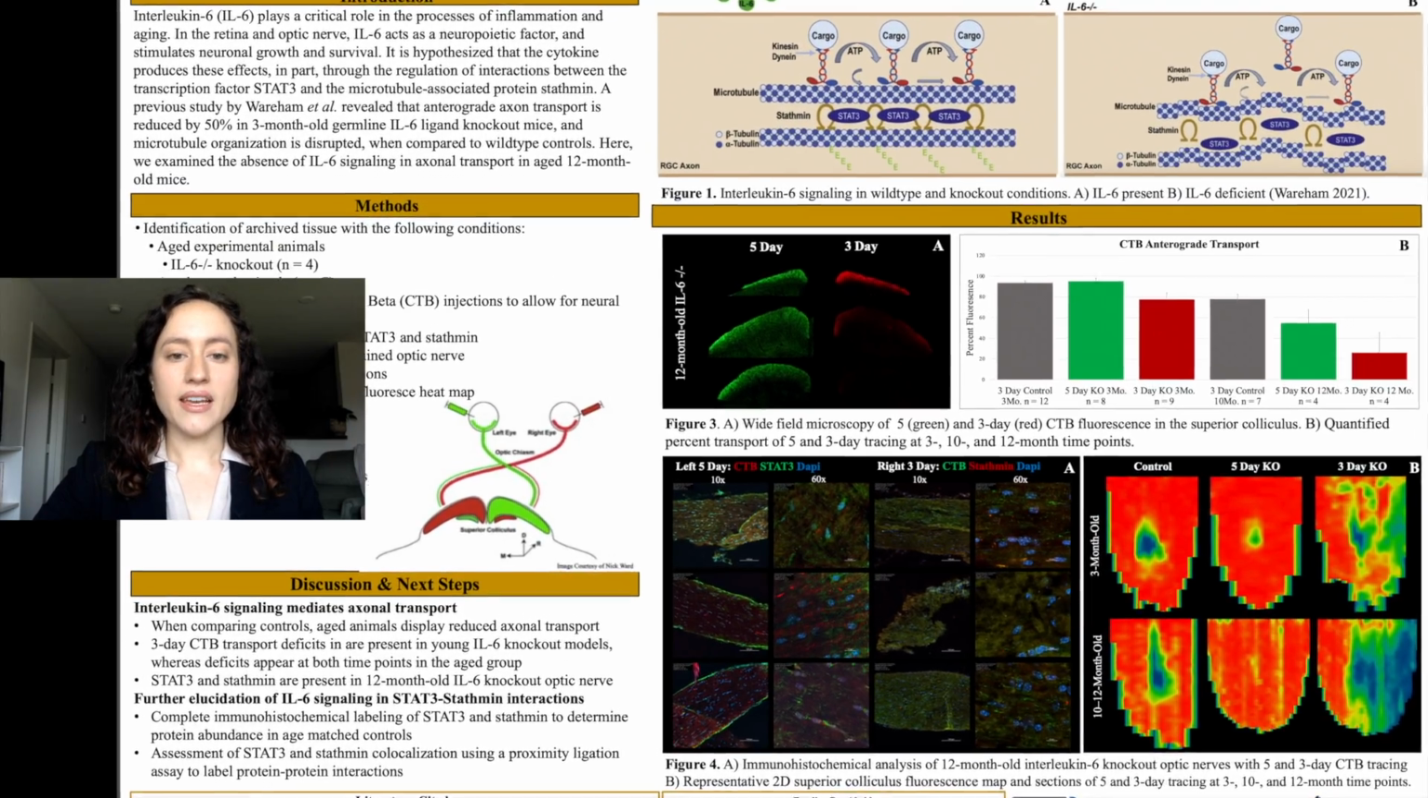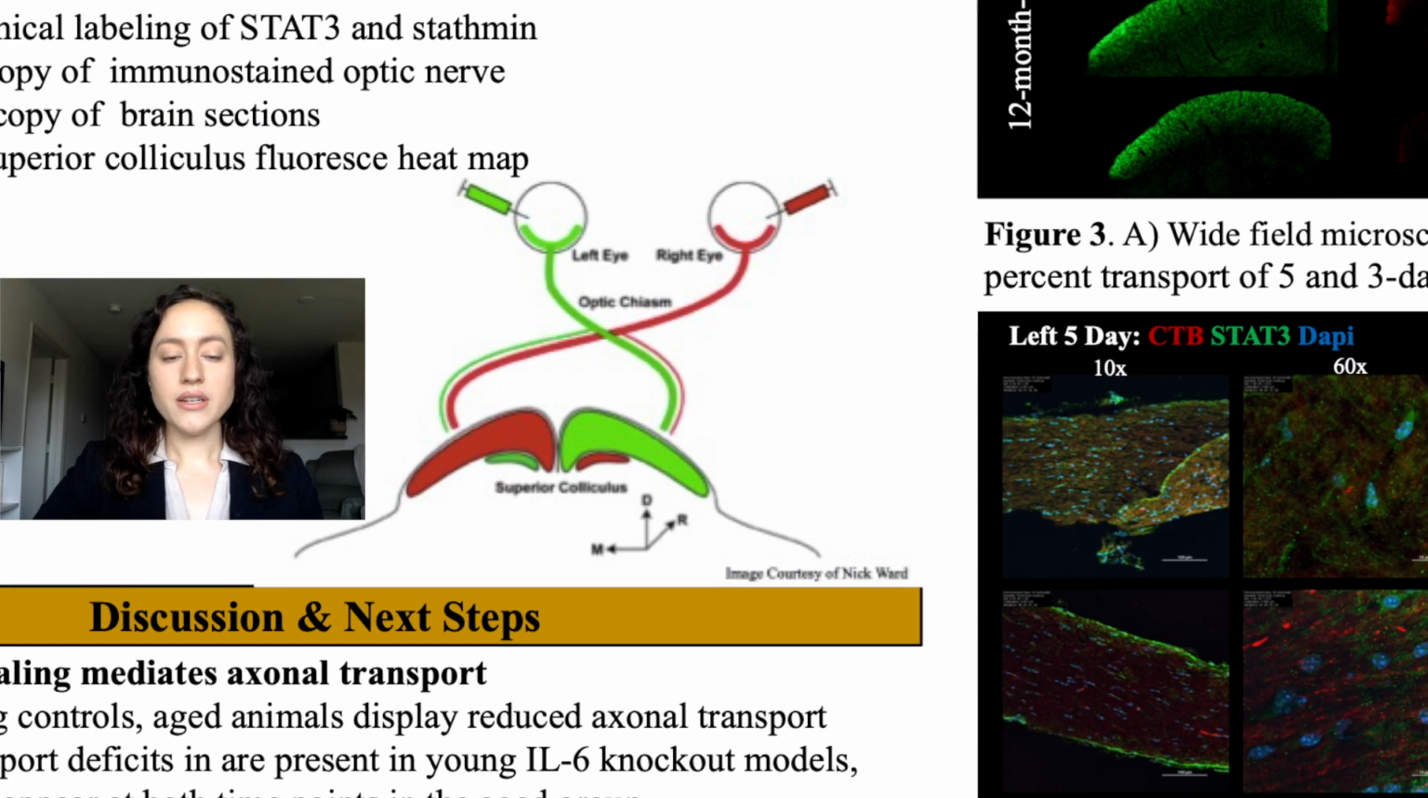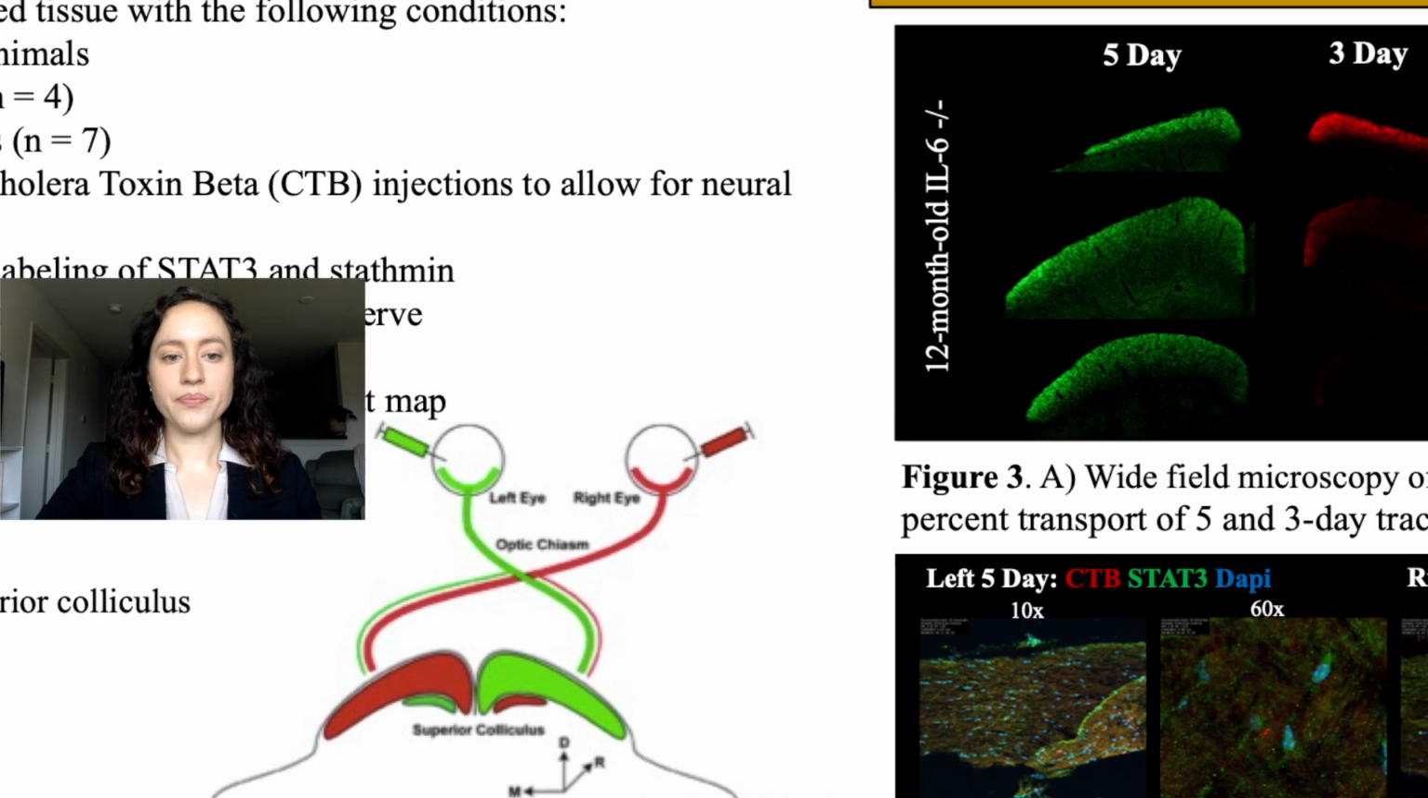The injection schematic of Cholera Toxin Beta is illustrated in Figure 2. Here, it is important to note that retinal ganglion cell axons emerging from the right retina project to the left superior colliculus, and axons from the left retina project to the right superior colliculus. So, when red CTB is injected into the vitreous of the right eye, it will be transported to the left superior colliculus and vice versa.